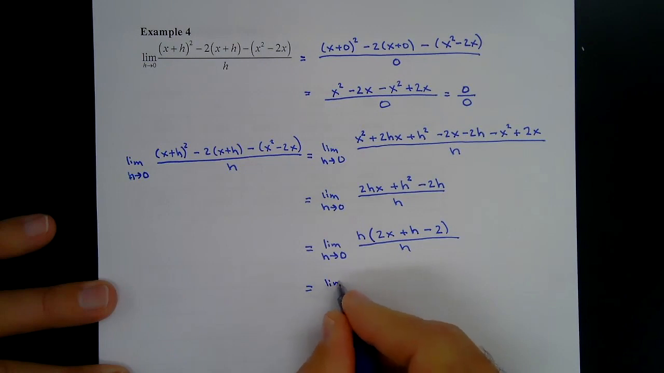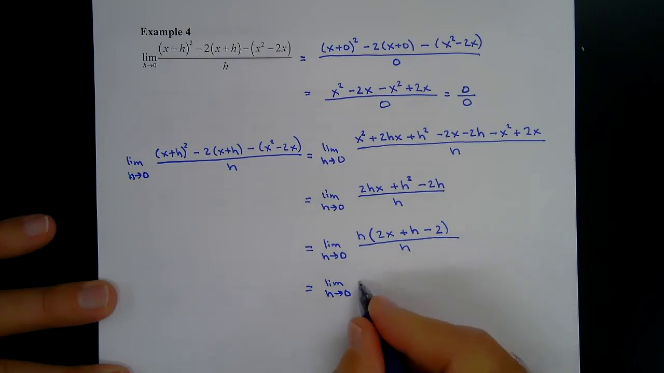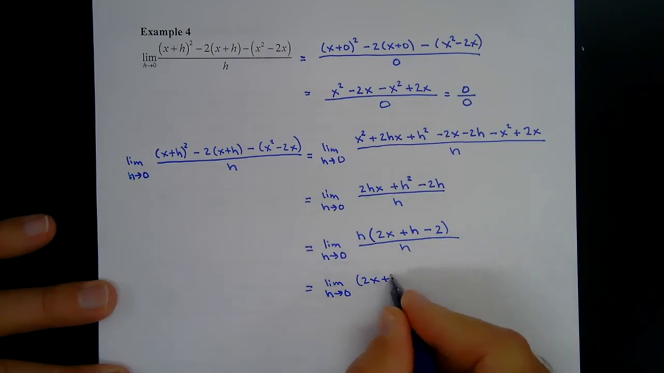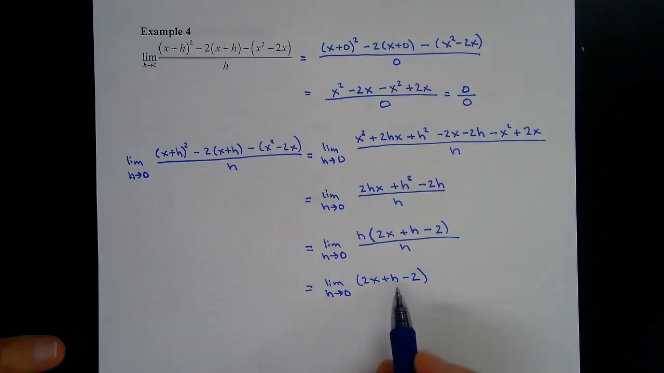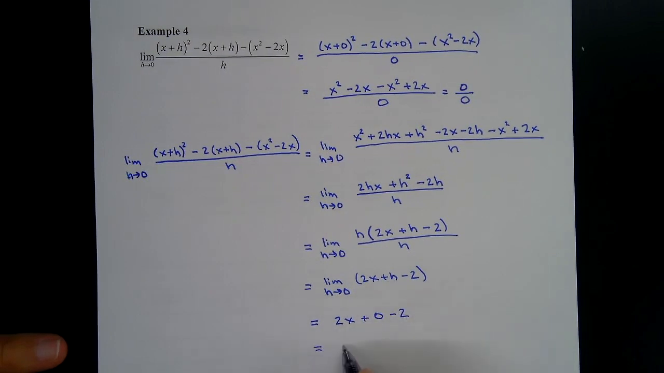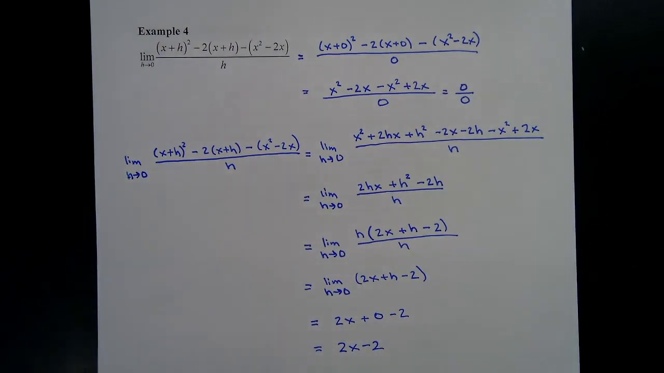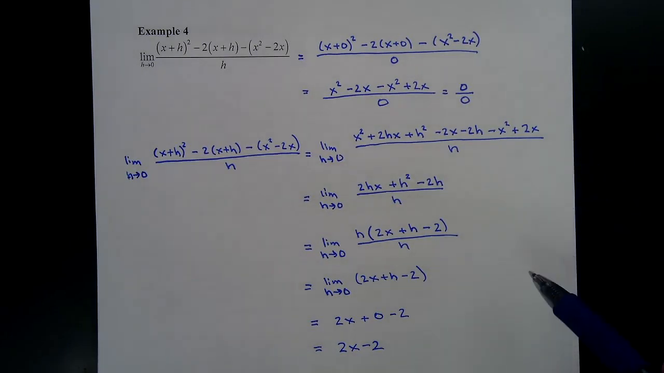So we do the limit as h approaches 0 of, and these h's cancel, so we're left with 2x plus h minus 2. We can now do a direct substitution and put 0 in for this h right here. And what we would have is 2x, because we're not putting 0 in for x, that's an h, right? Plus 0 minus 2. So that means this becomes 2x minus 2. And that's what the limit is. It's actually an expression, okay? This is leading to something really, really big in calculus. You just don't know it yet, okay?